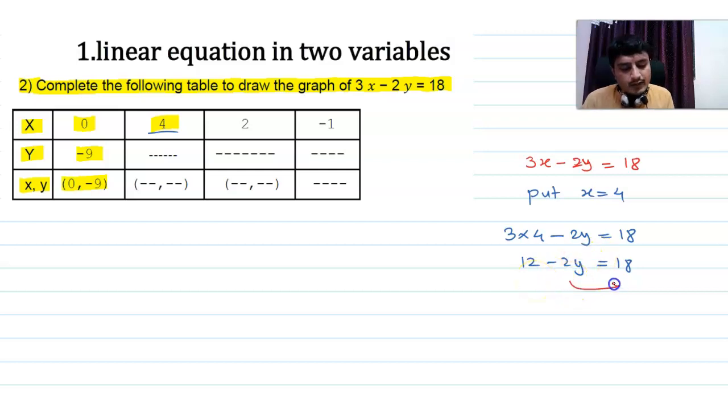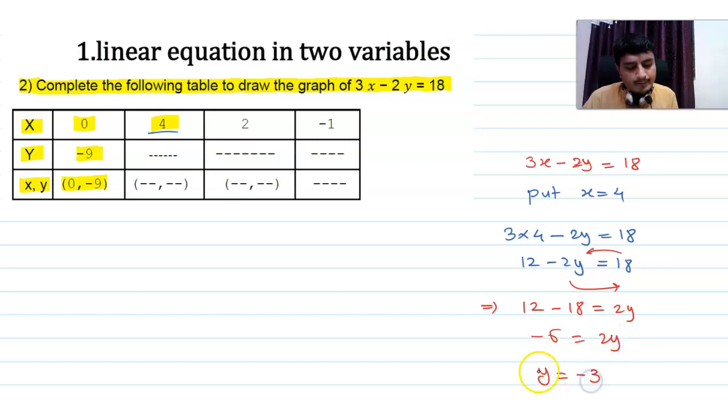So shift that minus 2y from LHS to RHS, and simultaneously we have to collect all constants towards the other direction, meaning the LHS. So shift that 18 from RHS to LHS, so we get 12 as it is, plus 18 becomes minus 18, equals minus 2y becomes plus 2y. 12 minus 18 is minus 6, equals 2y. Divide both sides by 2, we get the y value as minus 3.